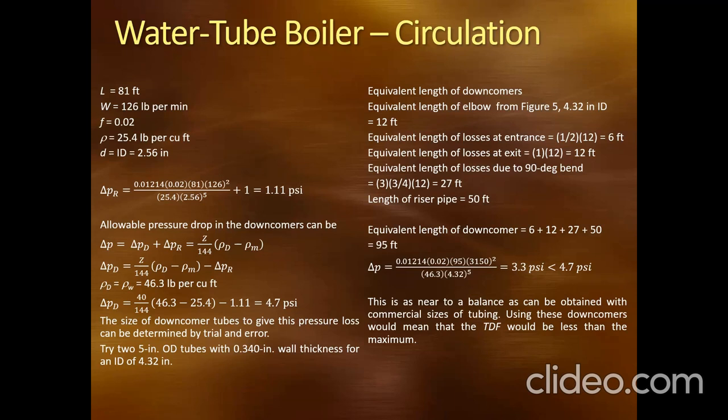So, delta P is equal to 0.01214 times 0.02 times 95 times 3,150 squared over 46.3 over 4.32 to the exponent 5, which is 3.3 PSI, less than 4.7 PSI. Okay. It will not exactly equal, because your pipe size is not exact. So, if you try 4 inches, it will go up.